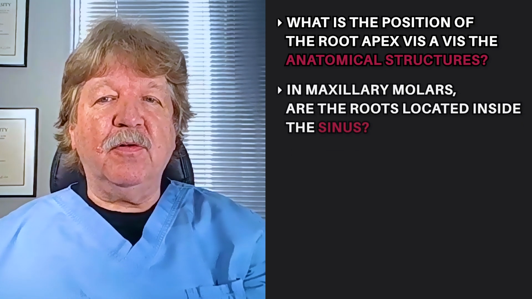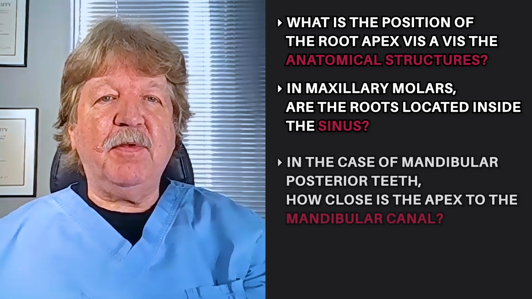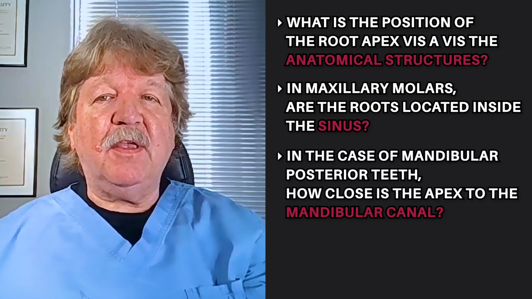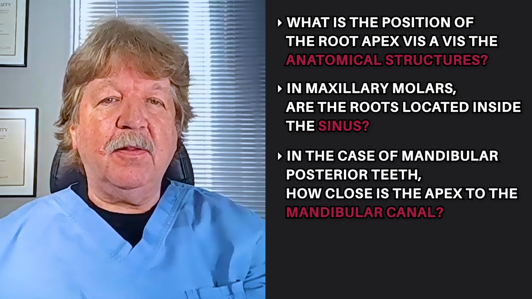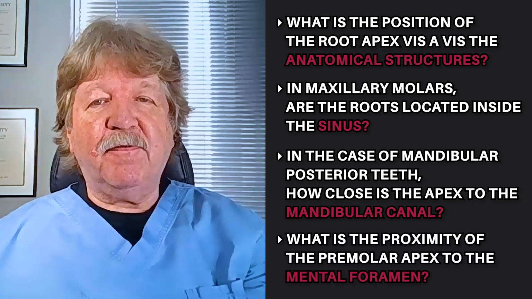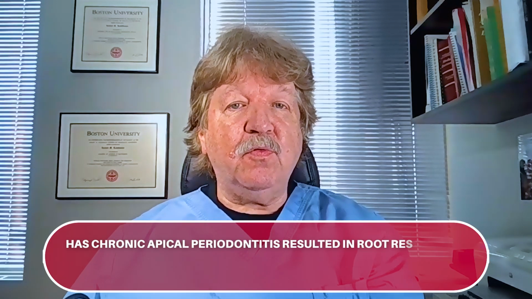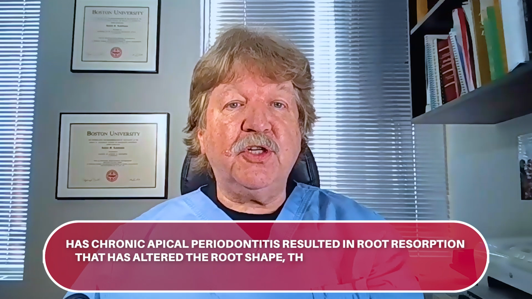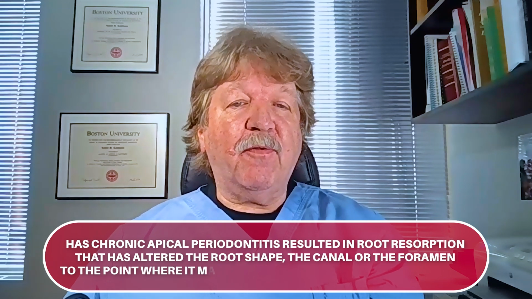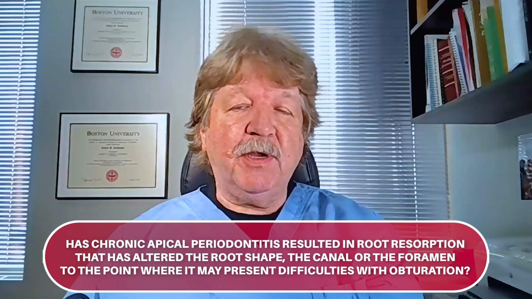What is the position of the root apex vis-a-vis the rest of the anatomical structures? In maxillary molars, are the roots located inside the sinus? In the case of mandibular posterior teeth, how close is the apex to the mandibular canal? What is the proximity of the premolar apex to the mental foramen? Has pathology affected the root anatomy? Has chronic apical periodontitis resulted in root resorption that has altered the root shape, the canal, or the foramen to the point where it may present difficulties with obturation?